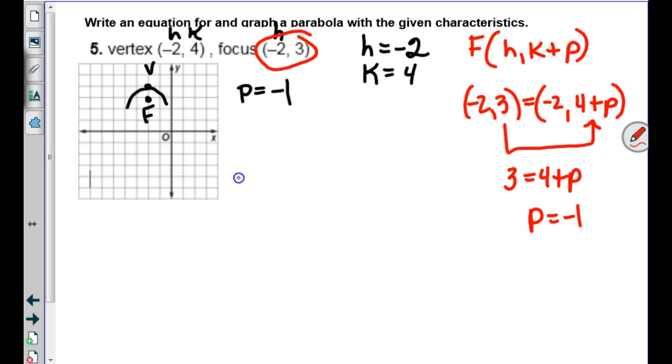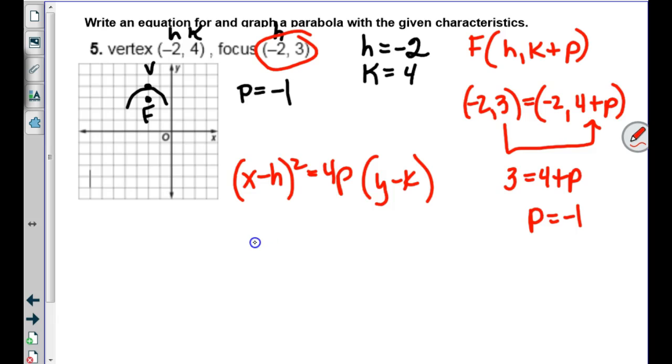All right, so what's the equation? It's opening this way, you told me. Anybody? X minus -2 would be +2. 4 times P would be -4. Y minus K would be Y minus 4.